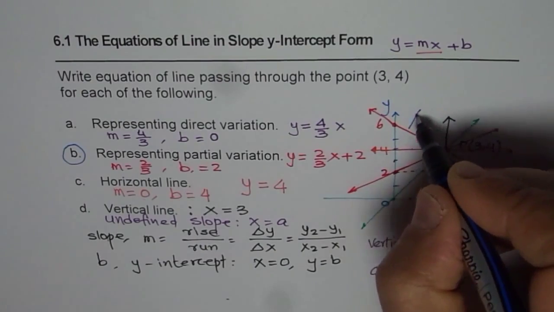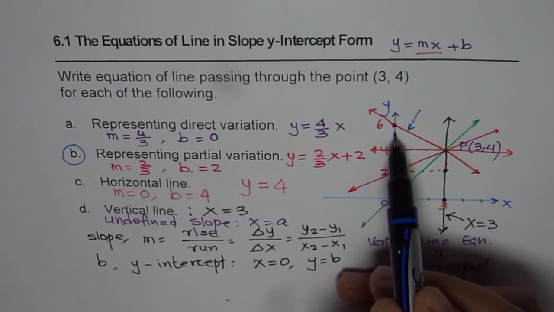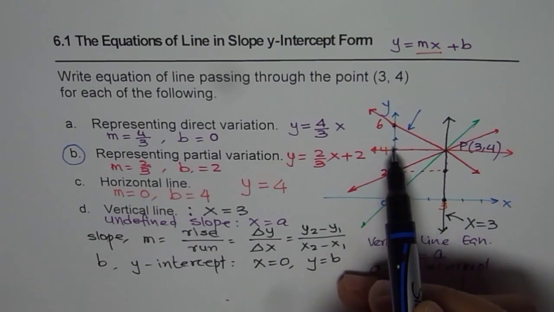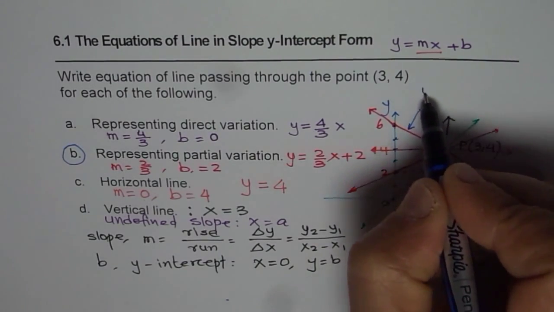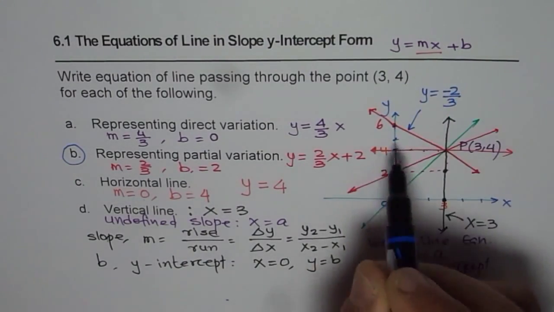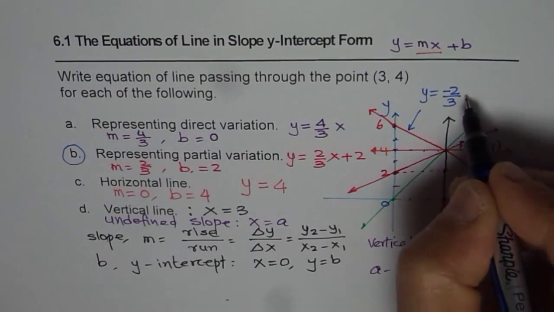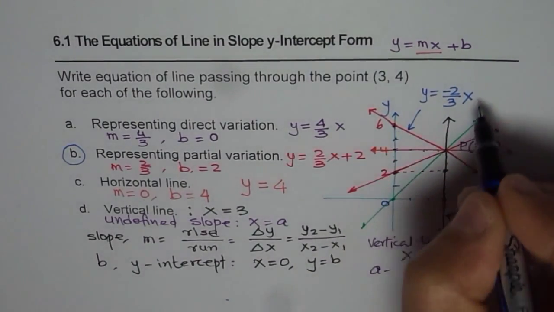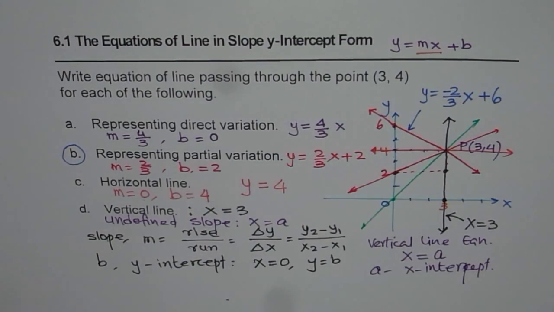And for this, the equation will be, what is the rise? 1, 2. Actually we go down. So the rise is minus 2 and the run is 1, 2, 3. So the equation is y equals minus 2 over 3x, since you are coming down, right? The y value decreases. And the y-intercept is 6, plus 6. So that is the equation of a line which is coming downwards.